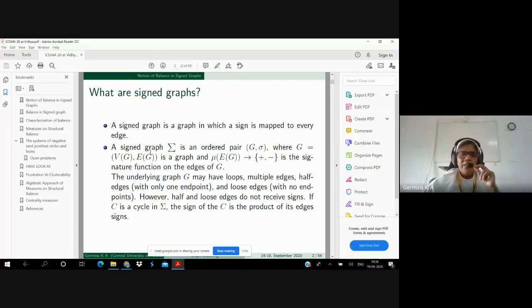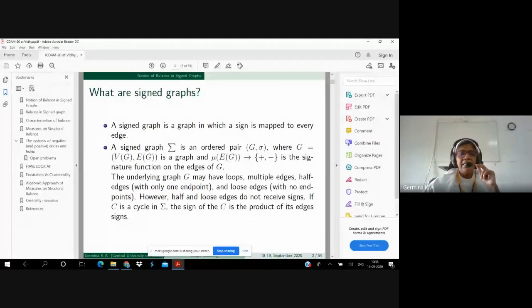That is, formally you can say that a signed graph sigma is any ordered pair (G, sigma). What is this G? This G is our usual graph with a vertex set and edge set. And together with that, there is a signature function, mu, from the edge set E of G to plus or minus. There are different ways of expressing a signed graph. Either you can put a plus sign or minus sign on its edges, or you can represent the positive edge with a bold line and the negative edge with a dotted line. There are different ways of doing it.